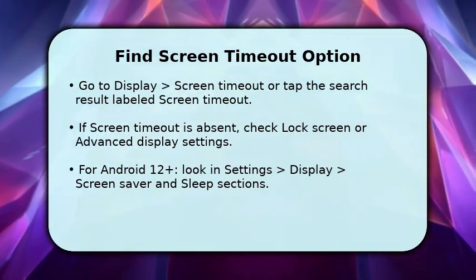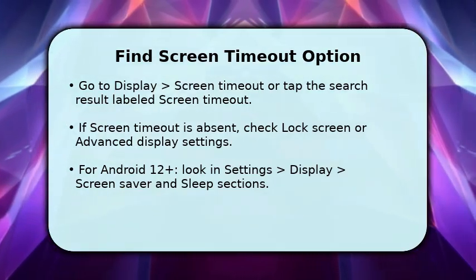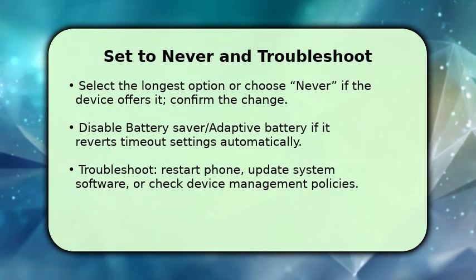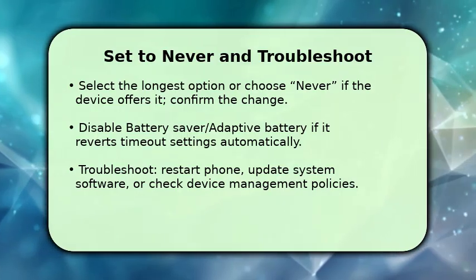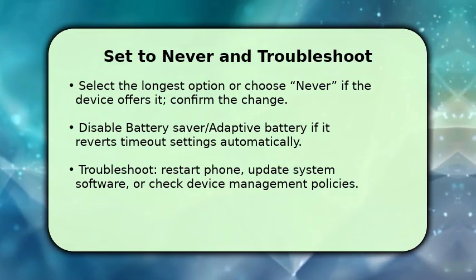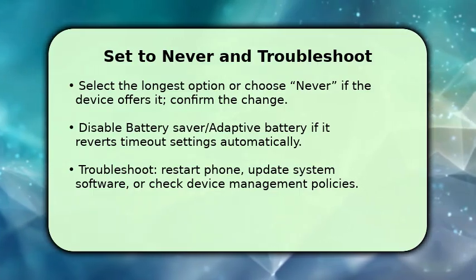Now choose the maximum timeout or Never if your Samsung presents that choice. Tap it and exit settings to apply. Make sure battery saver or adaptive battery is off because those features often override long timeouts to save power.